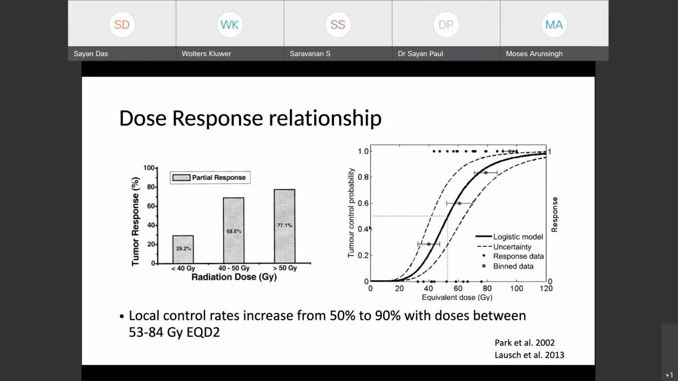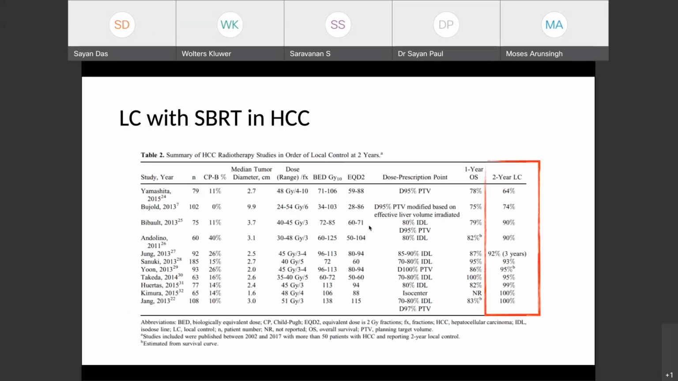The other paper shows that the local control rates increase from 50% to 90% if you increase your dose from, say, 53 gray EQD2 to around 84 gray EQD2. So what is usually standard is you have to keep your doses around 70 to 80 gray EQD2 to achieve an optimal local control.